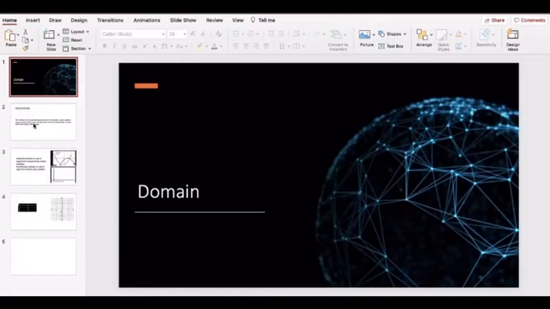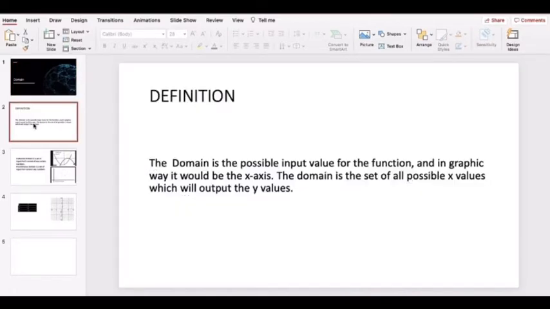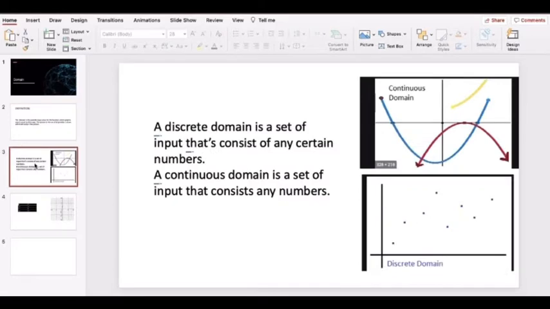So the definition of domain is the possible input values for the function. In graphic terms, it would be the x-axis. The domain is the set of all possible x values which will output the y value. There are two types of domains: a discrete domain and a continuous domain.